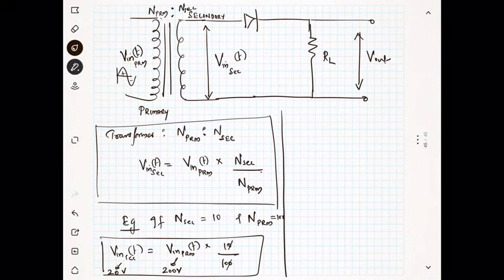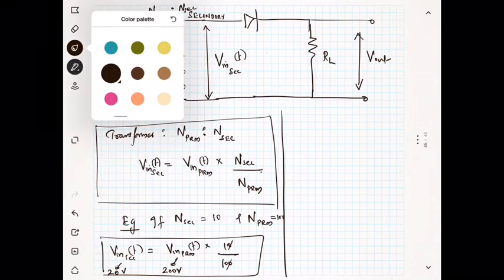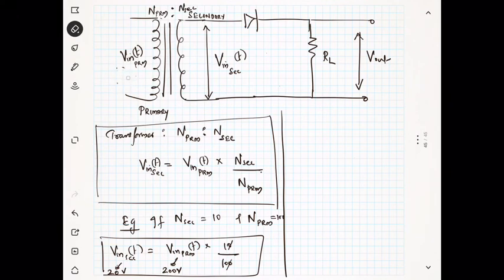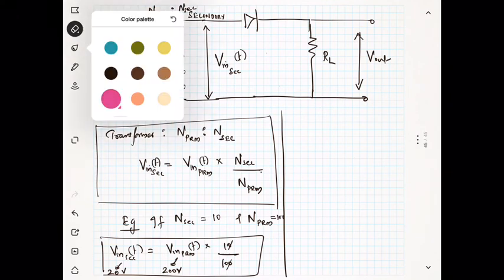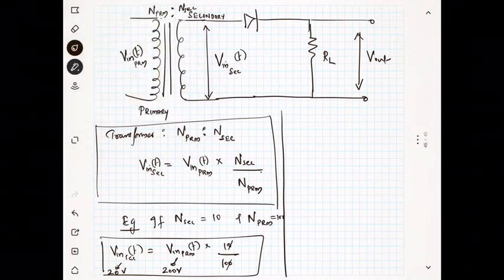Now, during the positive half cycle, first of all, you have the voltage like this.